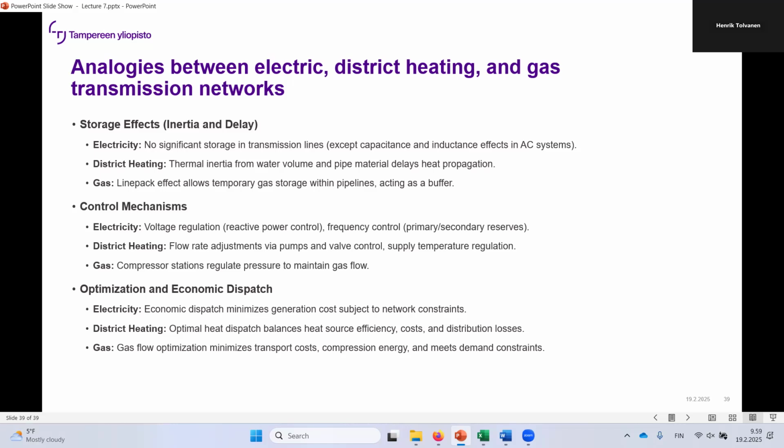Optimization and economic dispatch. In the electricity system, it minimizes generator cost subject to network constraints, as we saw. Optimal heat dispatch balances heat source efficiency, costs, and distribution losses. And you have to be aware that there are time delays. If you crank it up now in this plant, it's not going to reach the other side of the network, but in a matter of hours. And gas flow optimization minimizes transport cost and compressor energy, and you have to meet the demand constraints. So you have to provide the customer with the assigned pressure for them.